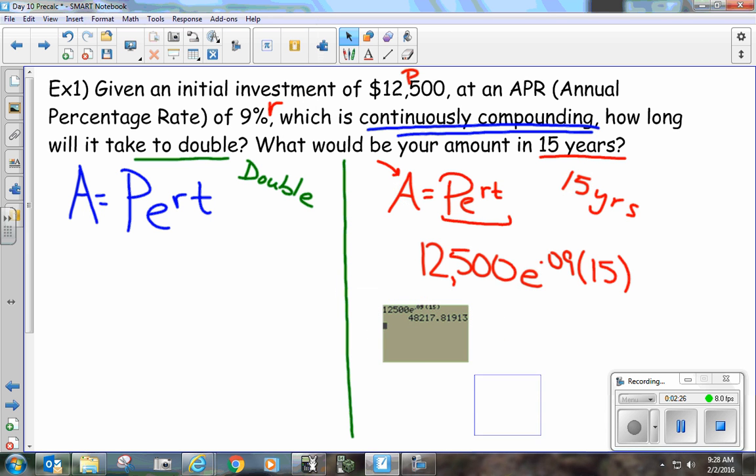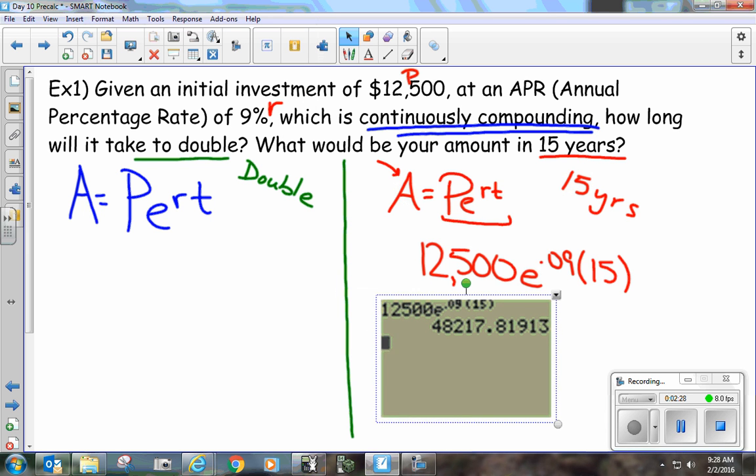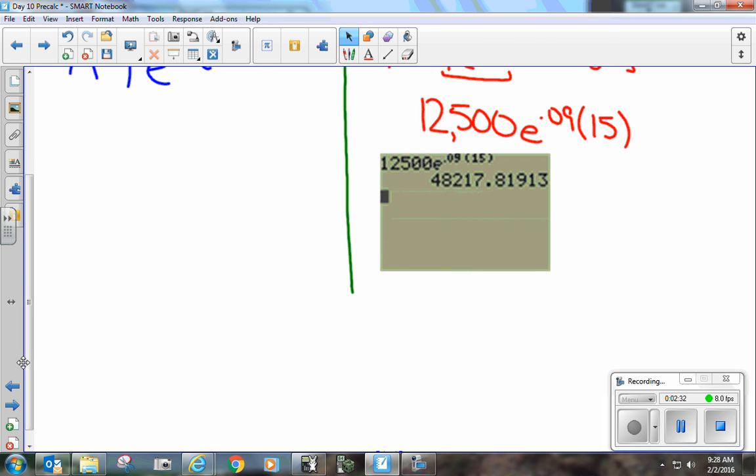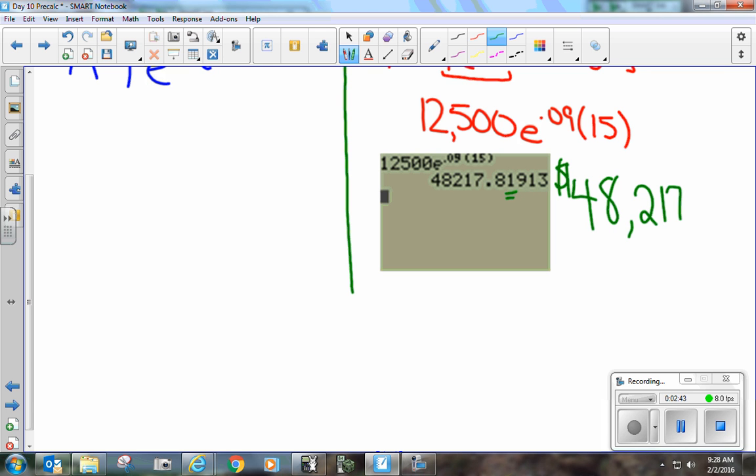So, we have this decimal, and it's money, so what am I rounding to? The hundredths, which is the second decimal, right? It's supposed to be 48,217 and what? And 82 cents. That's it.